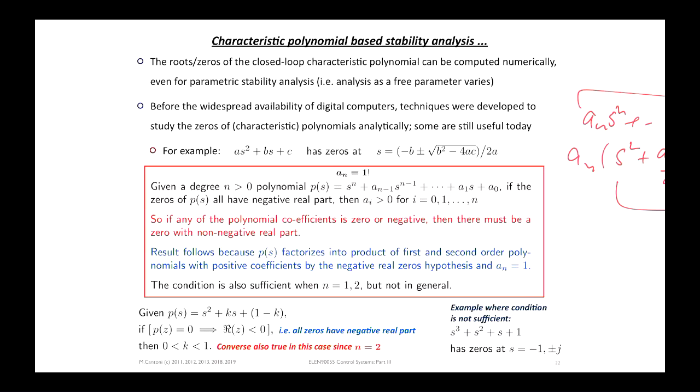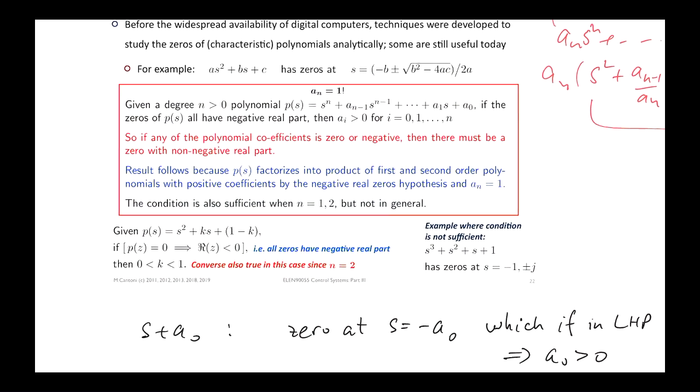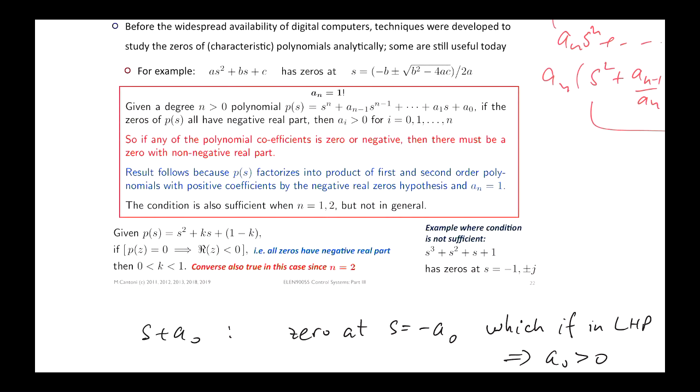Okay, but that requires computation, and you don't always want to be doing computation when you're trying to do design. You want to use some results that don't require computation that inform you about the nature of the zeros of a polynomial. So clearly when the polynomial is first order, something that looks like this, we can write down explicitly where the zero is.